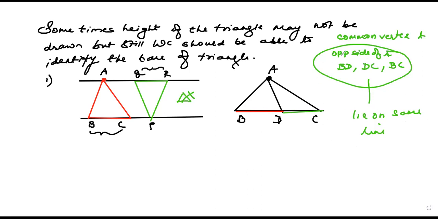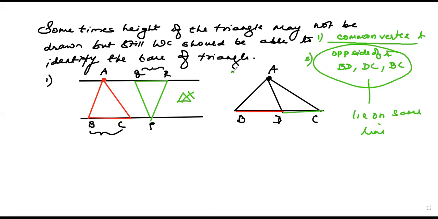Whenever we see this condition, they have a common vertex, alright? The opposite sides lie on the same line. Whenever we see these two conditions, we say all three triangles have equal heights. And which are the bases? The sides which lie on the same line, BD, DC, and BC, become the bases. So the triangles have a common vertex and their opposite sides lie on the same straight line. Hence they have equal heights. Correct? So naturally, without drawing the height, I am able to say BD is a base, DC is a base, BC is a base of these triangles. That is what is important here.